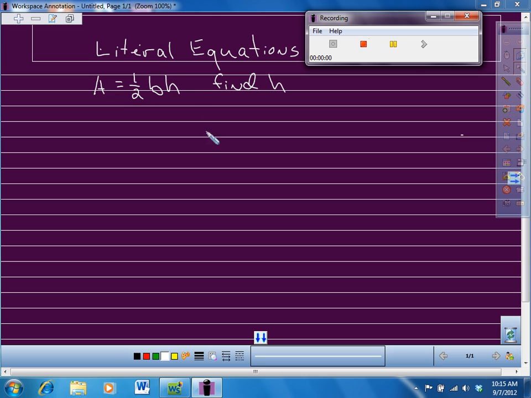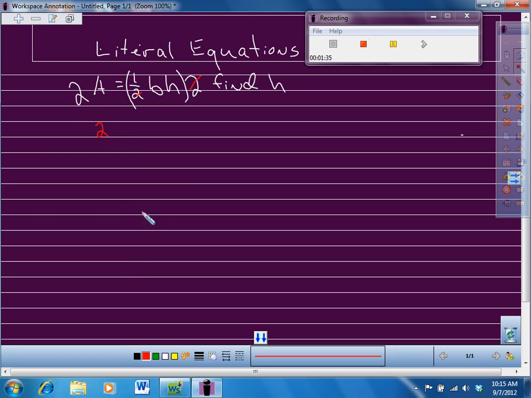So to do this, you just solve it as if you're doing a math problem, except instead of numbers, you have lots of letters. So anyone tell me, how could I get rid of this 1/2 here? What's the opposite of dividing by 2? Multiplying by 2. So the first thing, if I had an equation like this, is I'm going to multiply both sides by 2. So multiply that by 2, and multiply that by 2, and then the 2's go away on that side.